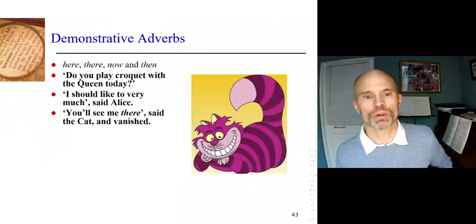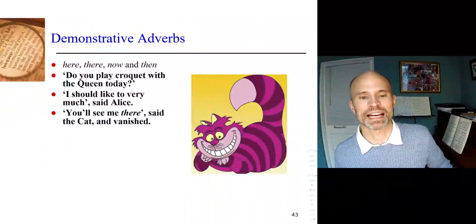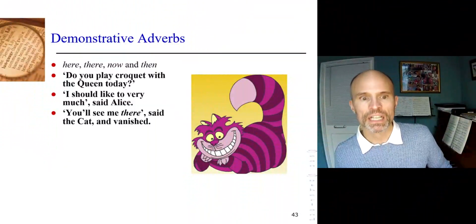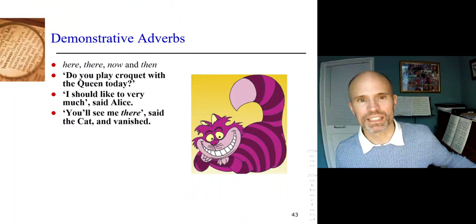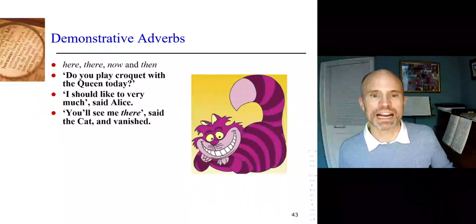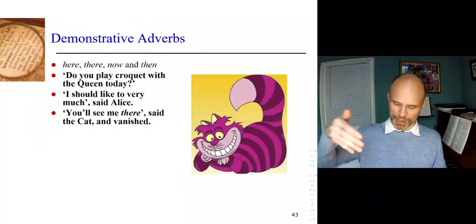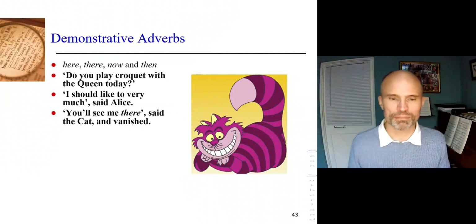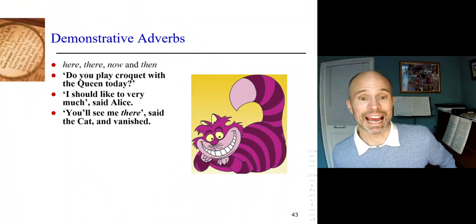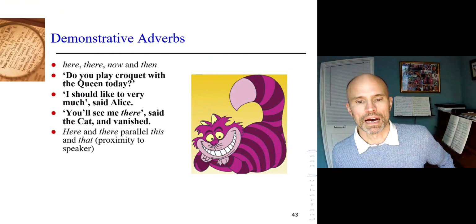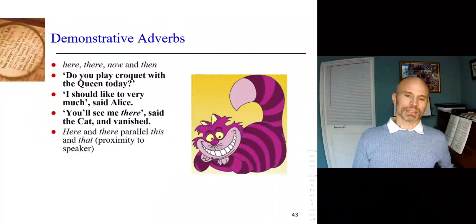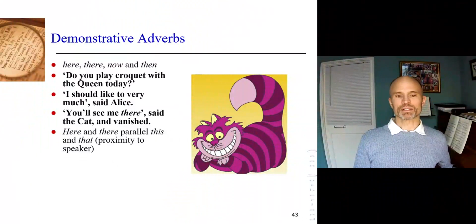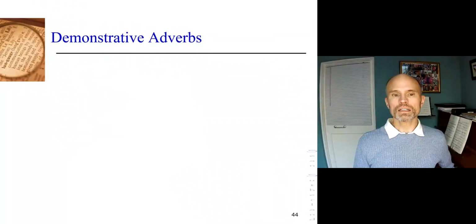You do have to make that choice, right? Look at the cat. The cat says, "You'll see me there." So in other words, some place farther away from where we are now, right? The cat had to choose, am I meeting you somewhere close to me or far from me? Far, right? And later. Proximity to the speaker and distance from the speaker, right? Here, proximal, there, distal.